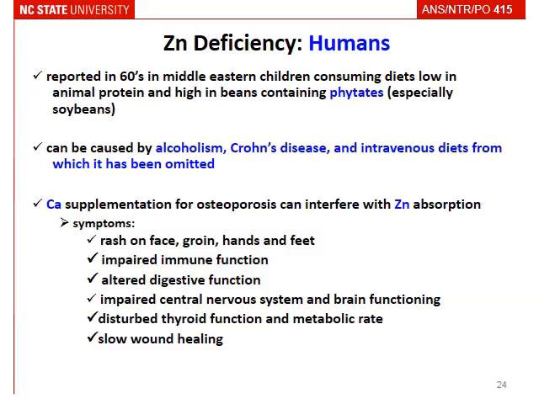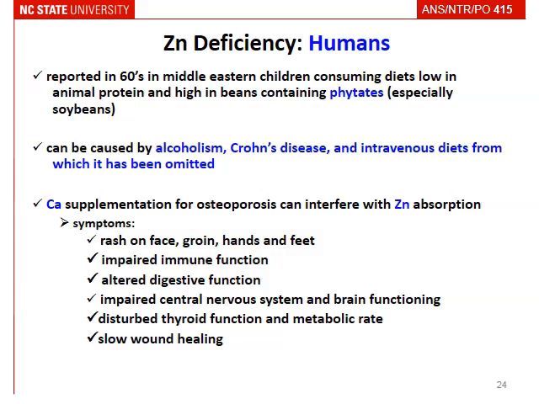You can also induce a zinc deficiency by alcoholism, if you have Crohn's disease, and if you need an intravenous diet. So if you, for whatever reason, are unable to eat, you're getting all your nutrients through an IV, and they fail to give you the proper bag, and it does not have zinc in it, you can get zinc deficiency.